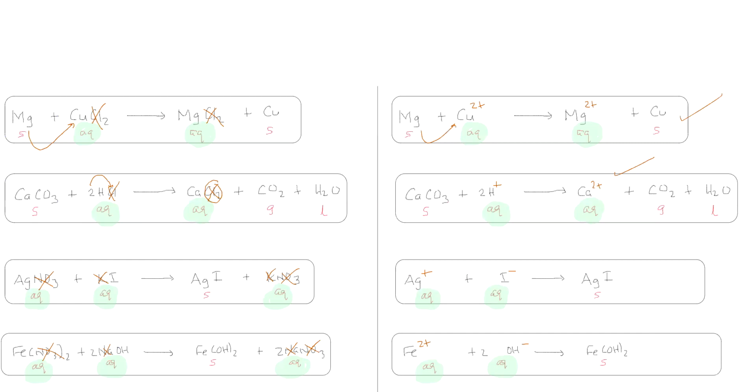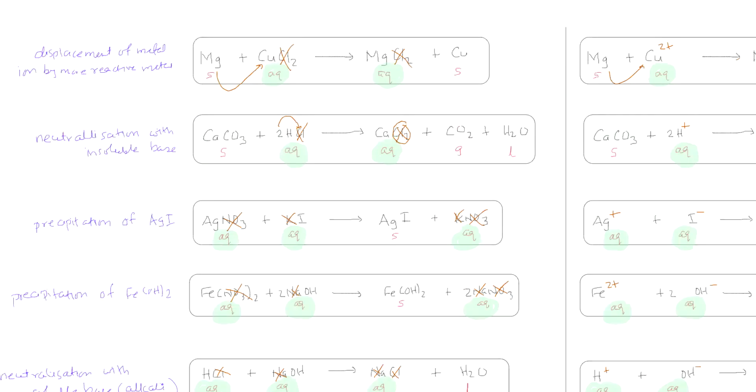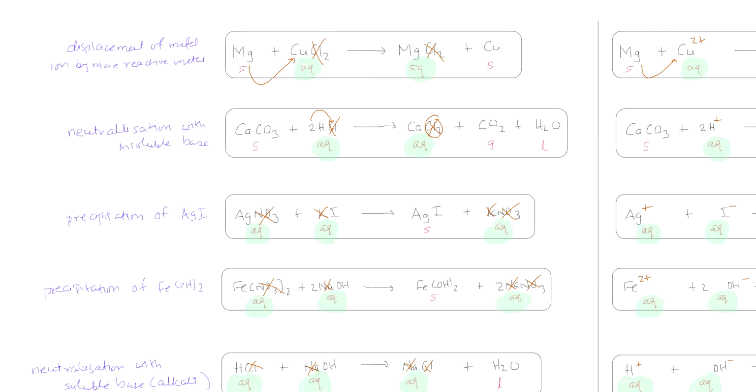The next one is neutralization with an insoluble base, which is calcium carbonate. Understand that everything will not get cancelled, like the cations and anions both will not get cancelled, because calcium ion over here is solid and over here is aqueous, so they are not the same. The ion is same, but one is in the solid state, one is in the aqueous state, so you cannot cancel the ions in the two different states. Hence only the chloride gets cancelled.